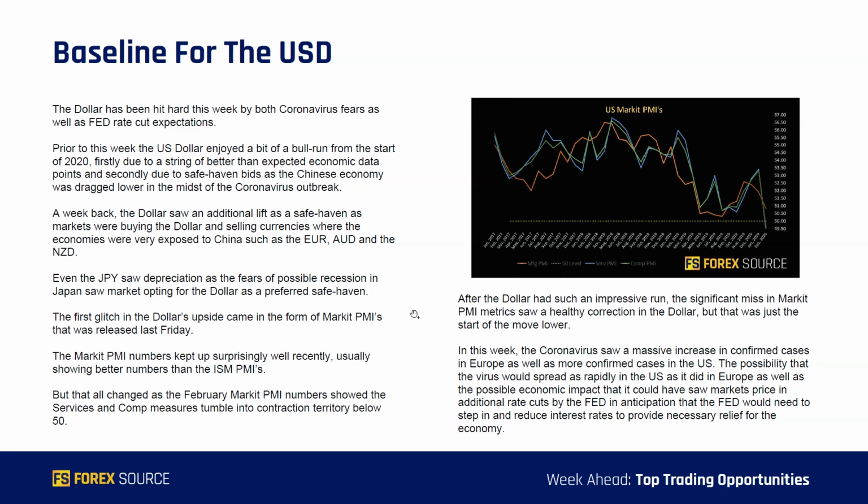Now, the very first glitch in the dollar's bull run came in the form of market PMIs that was released last Friday. The market PMI numbers kept up surprisingly well recently, usually outperforming the ISM PMIs, but that all changed as the February market PMI numbers showed a massive drop for the services and the composite measure, coming in below that very important 50 level, showing a contraction in the industry. Now, after the dollar had such an impressive run, the significant miss in the market PMI metric saw a healthy correction in the dollar, but that was just the start of the move lower.